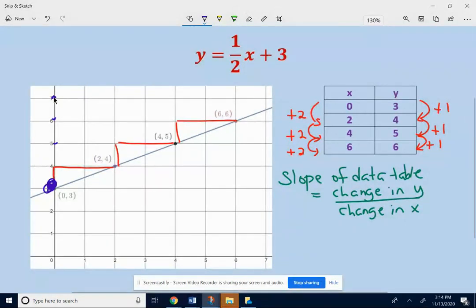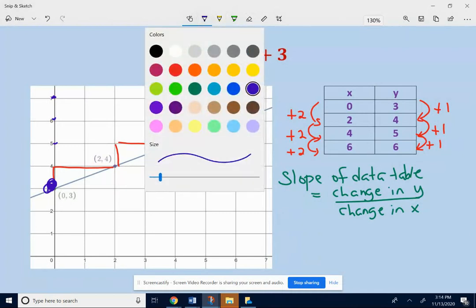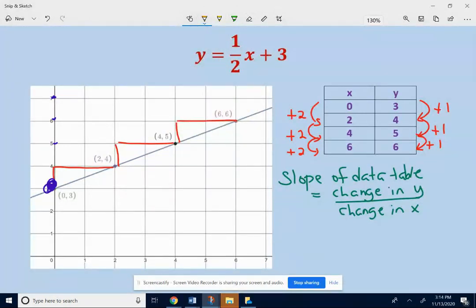Do you notice what's always true about the x-coordinate? The x-coordinate of any point on the y-axis is going to be 0. So when you have a data table, the y-intercept is going to be the y value across from x equals 0.